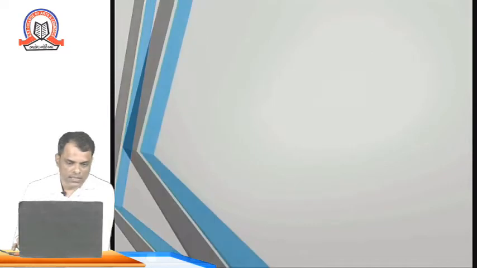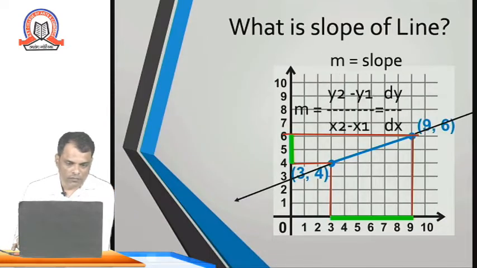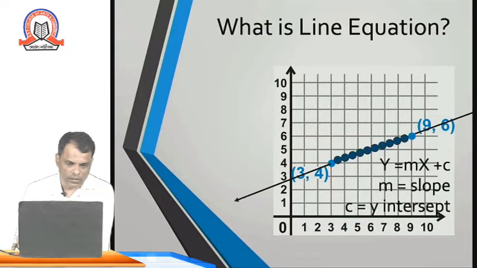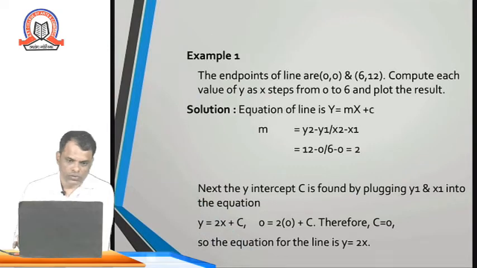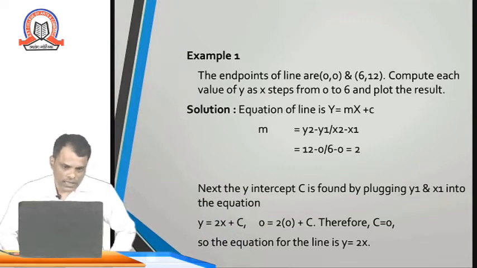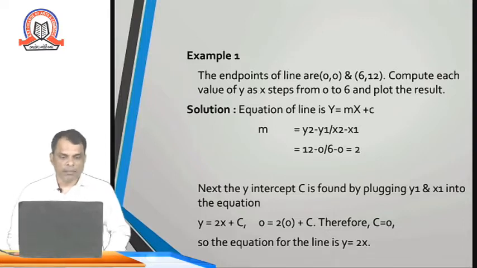Now we will see this example which we left earlier. So now it will be easy for you to understand. So start point is 0, 0 and end point is 6, 12. So slope m is y2 minus y1 upon x2 minus x1, that is 12 minus 0 and 6 minus 0, that is 2.